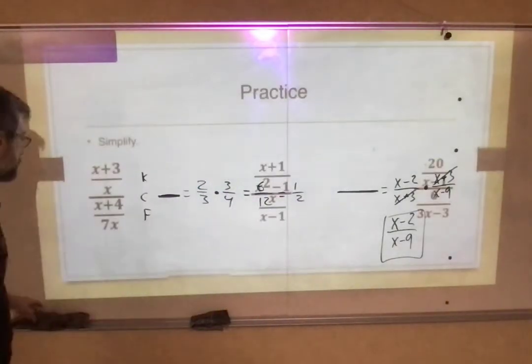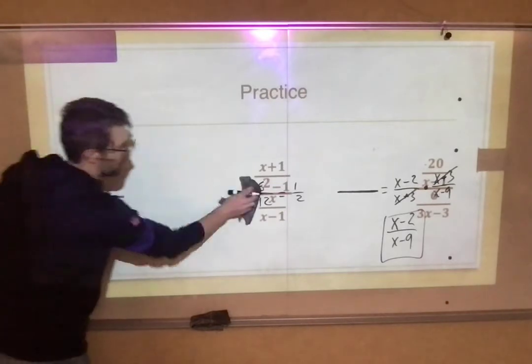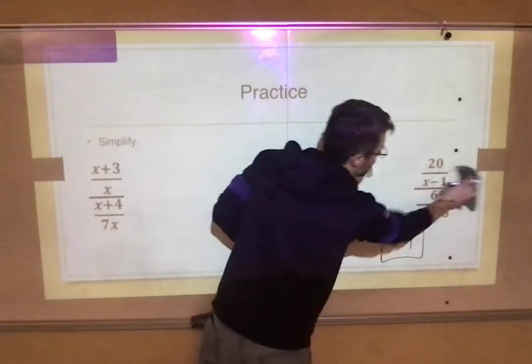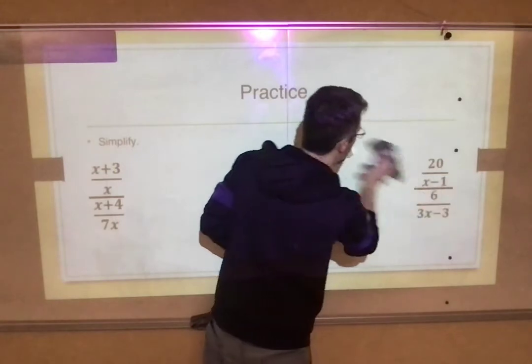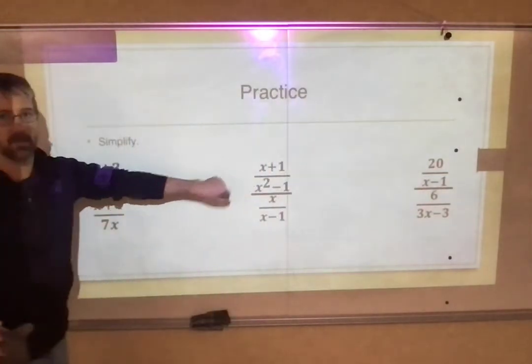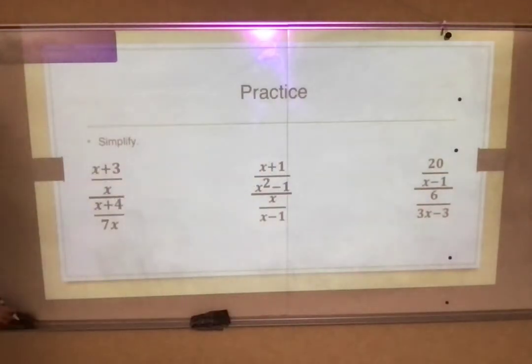All right, here's a few examples if you want to pause and try them out. One of them is a little bit more of a challenge because there's some factoring that can be done with that one, but give it a shot and unpause when you are ready.